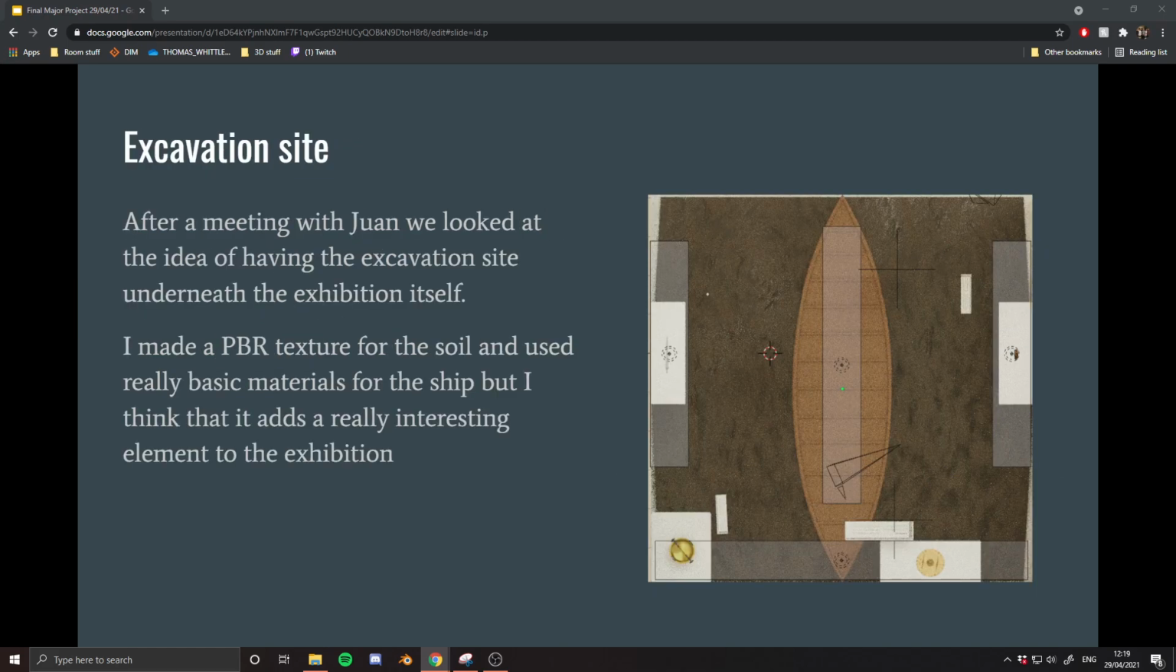Onto the excavation site. After a meeting with Juan, we looked at the idea of having an excavation site underneath the exhibition itself to add a layer of depth to it. I made a PBR texture for the soil and used really basic materials for the actual ship itself. Therefore, the soil would retain a constant look, and you can add lots of different modifiers onto it to make it look really good. But overall, I think the excavation site adds a really interesting element to the exhibition because you can see to a certain extent where these models have come from, and the environment it was found in.